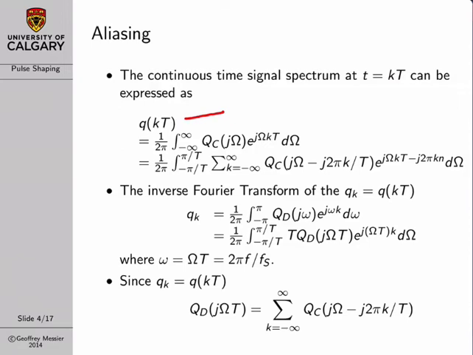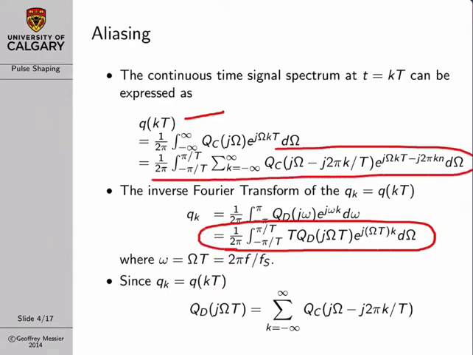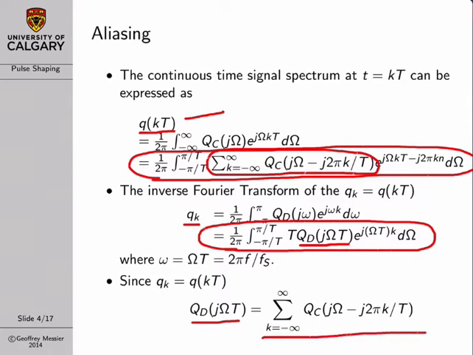Now, if we compare this equation to this equation, and note that both are equal to the sampled version of our cascaded filter response, then it means that this discrete time spectrum of the signal is equal to the infinite summation of a bunch of shifted copies of the continuous time spectrum of the signal, which is what we have in this summation, which is the standard result, right?